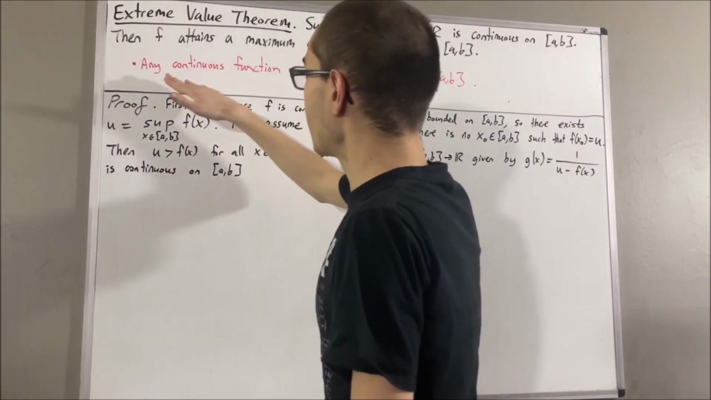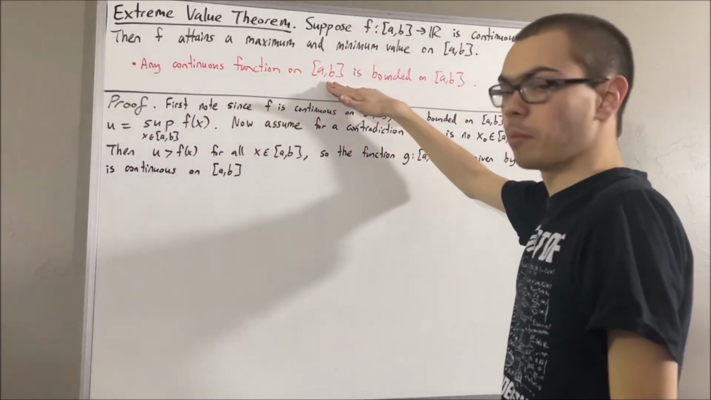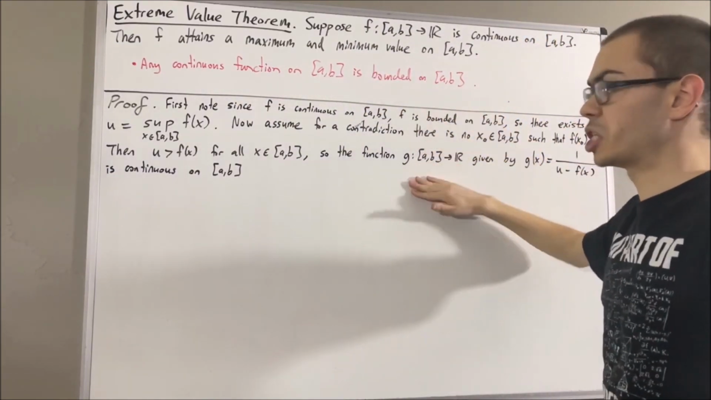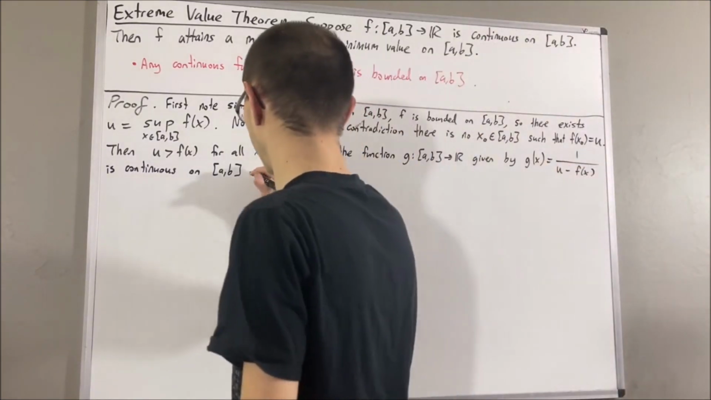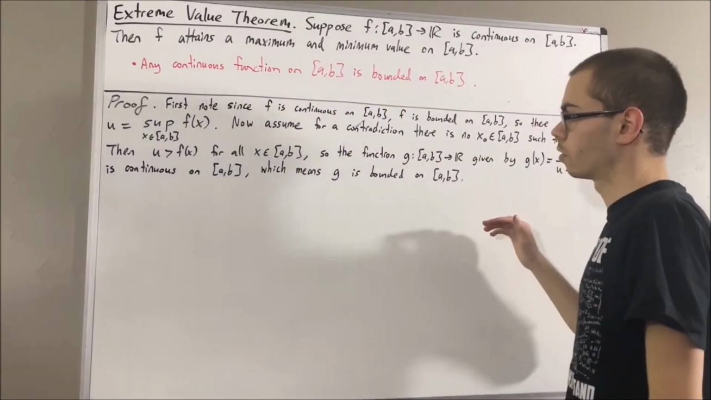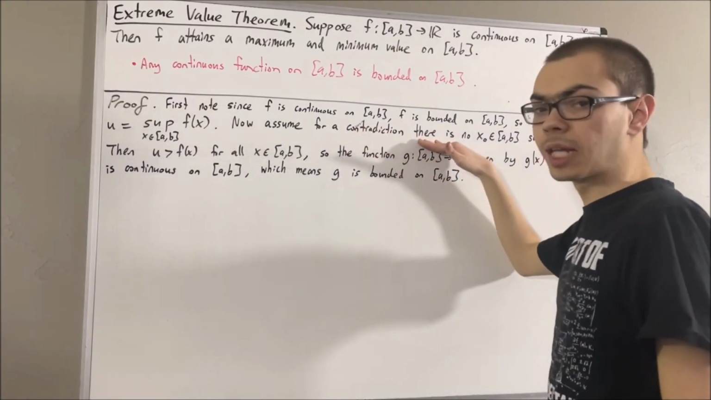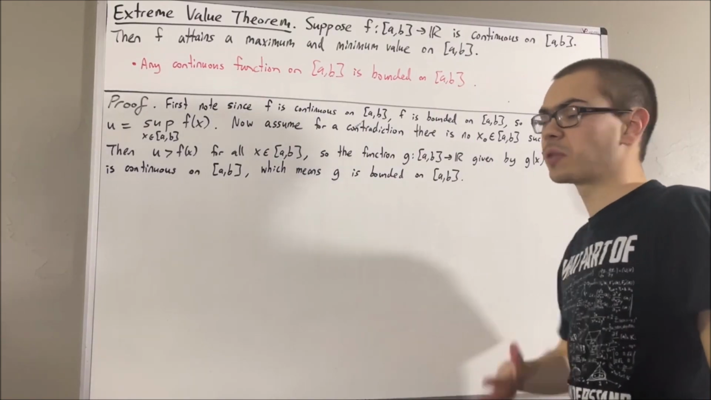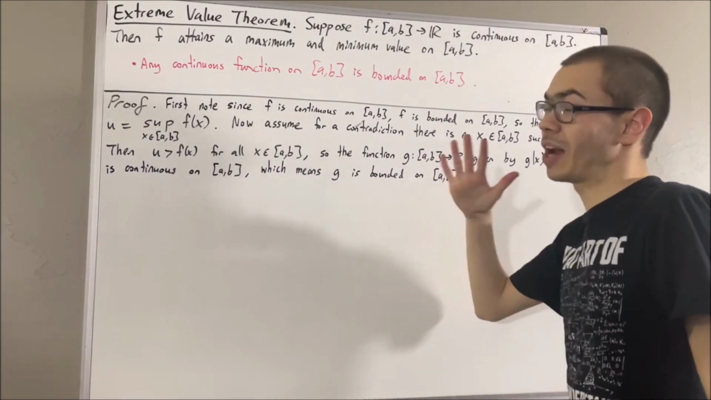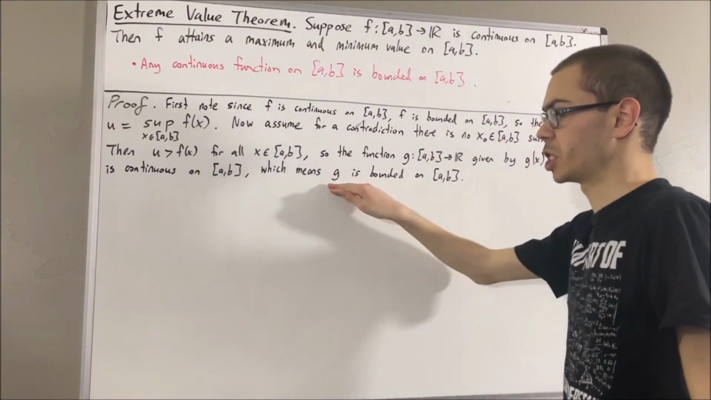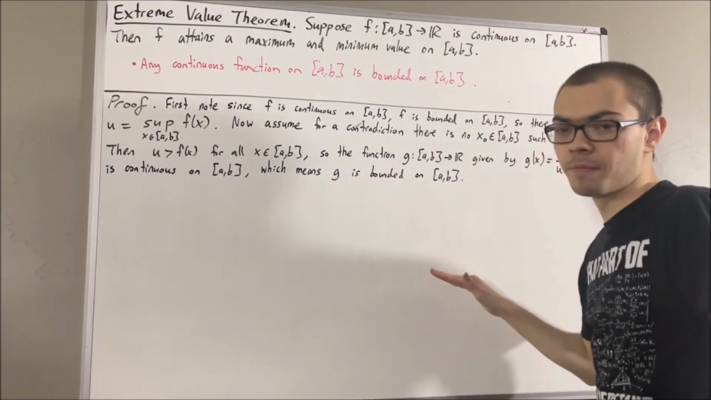But remember, any continuous function on [a, b] is also bounded on [a, b]. So it follows that g is bounded on [a, b]. Now we're trying to reach a contradiction, and the claim is we can show that g is not bounded on [a, b]. The way we're going to show that is by showing that if we consider any positive real number m, we can always find an output value of the function g that is greater than m.